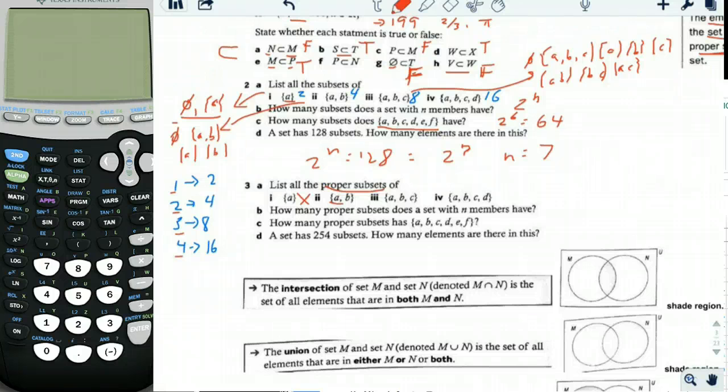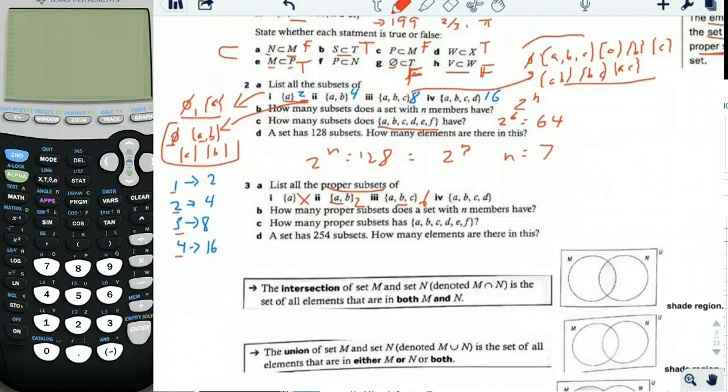What about AB? AB, there are 4 elements here, but 2 of them are illegal. This one and this one. So what's left? Just 2. What about ABC? In ABC, there's 8 elements, but again, 2 of them are illegal. The empty set and the set itself are illegal. So that means there's only 6 left. And so the pattern here is, whatever number you had here, you got to subtract off 2.